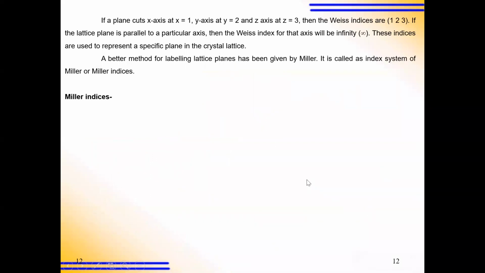Now for this unit cell, if the plane cuts the x-axis at x equals 1, cuts the y-axis at y equals 2, and cuts the z-axis at z equals 3, then we exactly define the Weiss indices and Miller indices, right? Suppose the crystal's plane can be represented by three coordinates, that is x, y, and z.